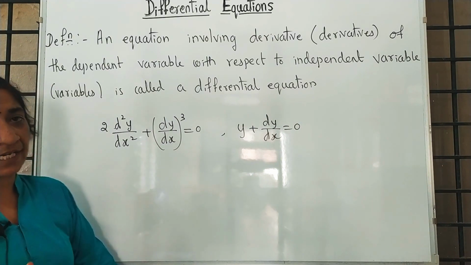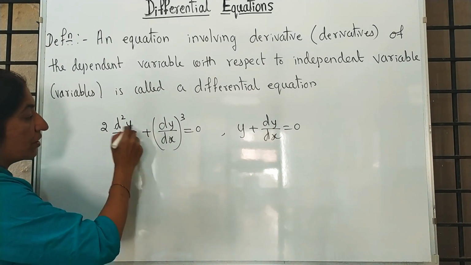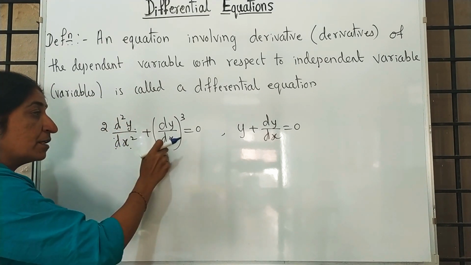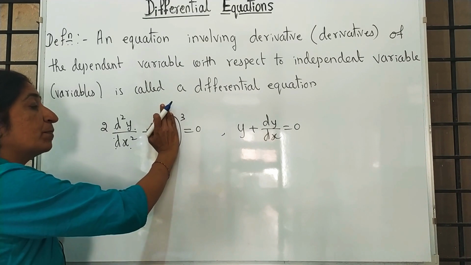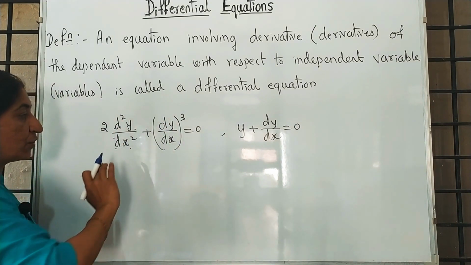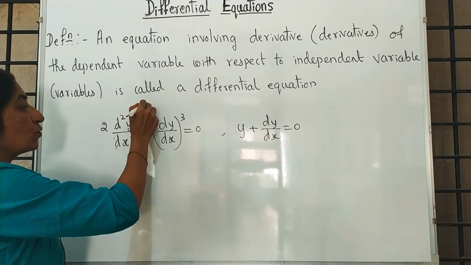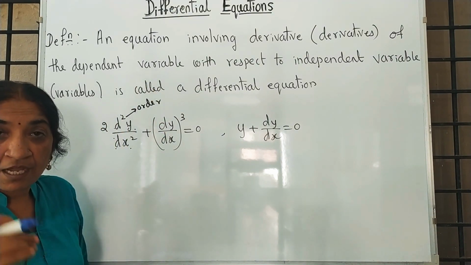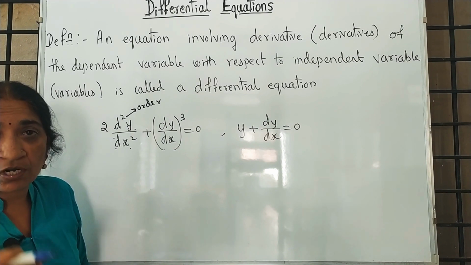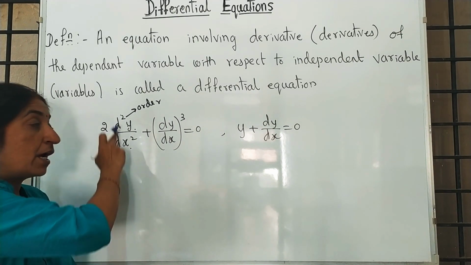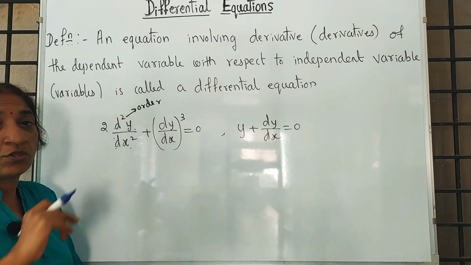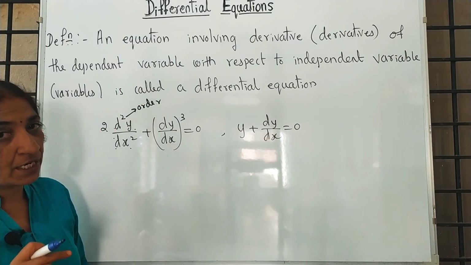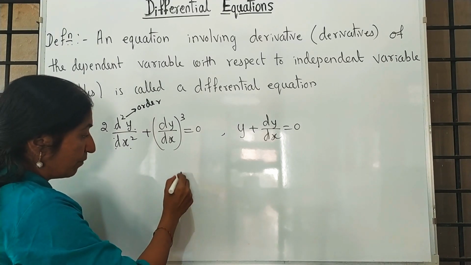is called degree. See here, in this equation d square y upon dx square, this is the second order. This is dy upon dx whole cube, but see that bracket, it is the first derivative. That means its order is 2. The highest derivative present in it is called order. It is a second order. And is any number present on the top? No. If there is no number, we have to write it as 1. So degree is 1.